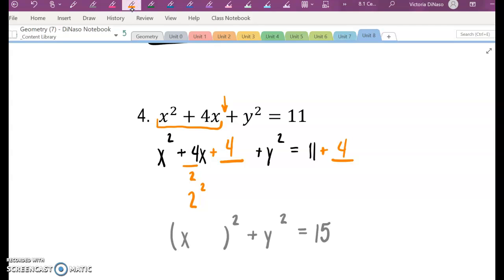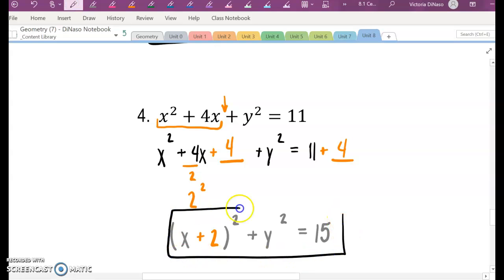We just have to figure out what's going to go inside of this parentheses. So we're going to go ahead and figure out two numbers that multiply to 4 and combine to 4, which is 2. And this is our answer.